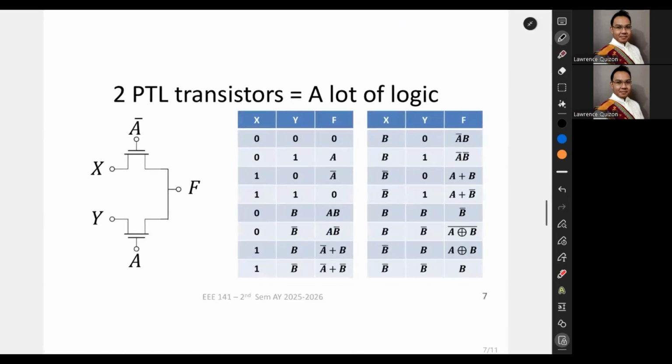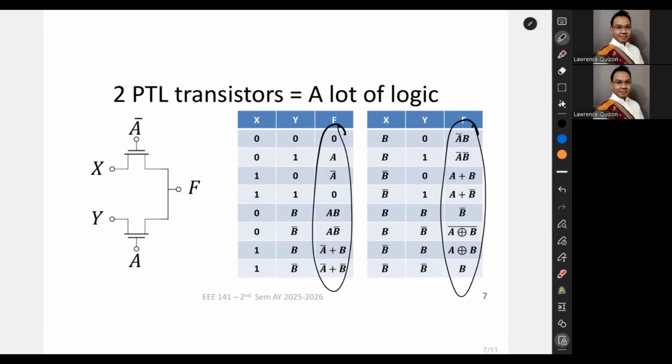So, effectively, just two pass transistor logic transistors can implement a significant amount of logic. This is an exhaustive list of all of the possible logic that you can implement using just two PTLs. Actually, it's not exhaustive yet because you can still make a multiplexer, but this is all of the two input logic that you can implement using just two PTL transistors.